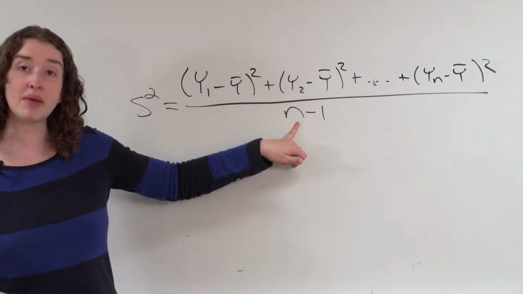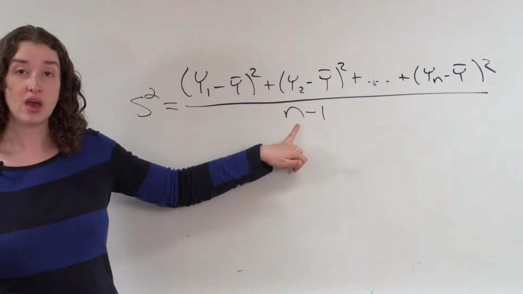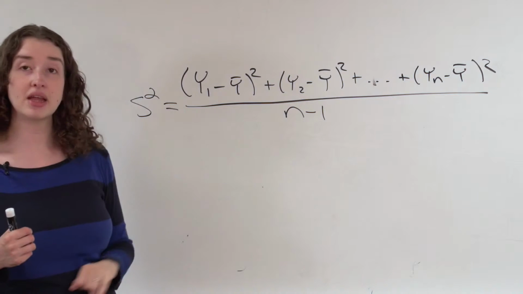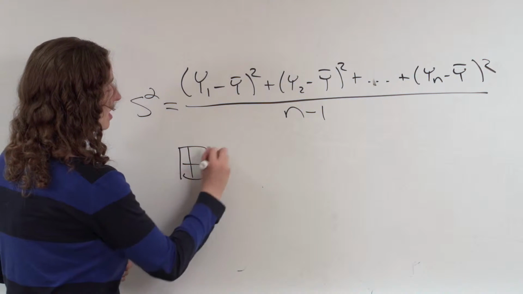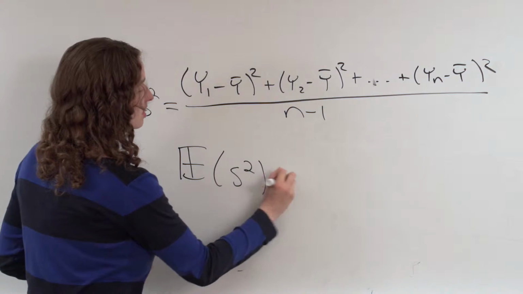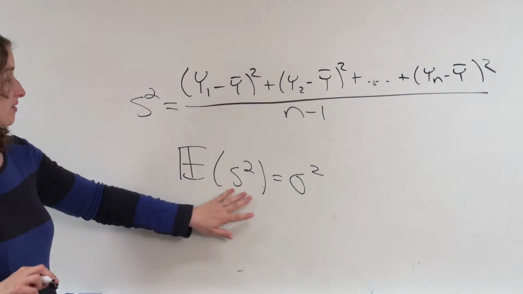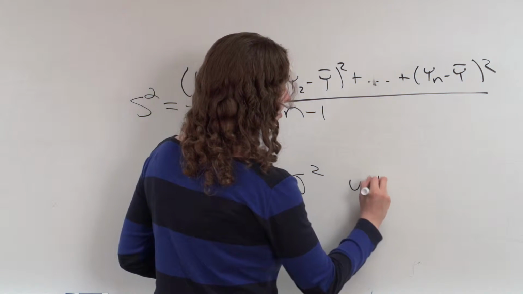Only if we use this n minus 1 will that average be equal to sigma squared. And we can show that mathematically as well. Only if we have an n minus 1 on the bottom is it true that the expected value of s squared is equal to sigma squared. And this property, that the expected value, the mean of our estimator, is equal to the true value, is called unbiasedness.